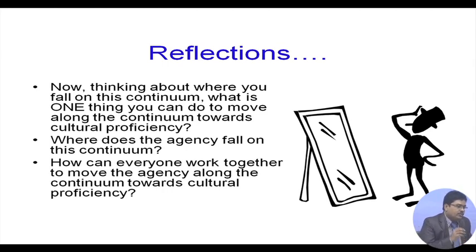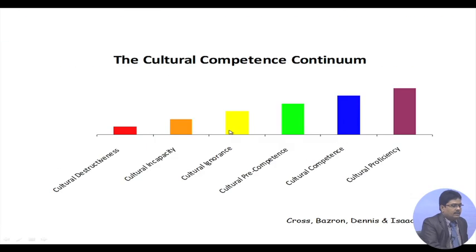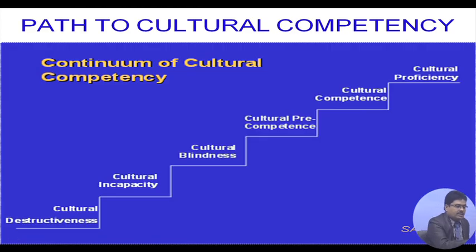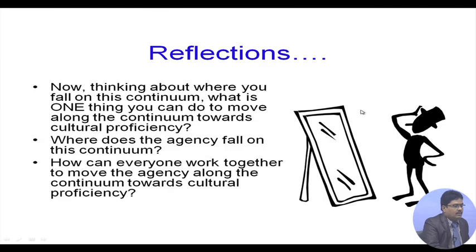think about where you fall on this continuum. What is one thing you can do to move along the continuum towards cultural proficiency? Once you go back and check this framework, where do you stand exactly? And what needs to be done? Are you at the destructive state, incapacity state, blind state, competent state? Accordingly, you can embrace others. So reflection should also consider where the agency falls on this continuum. How can everyone work together to move the agency along the continuum towards cultural proficiency?